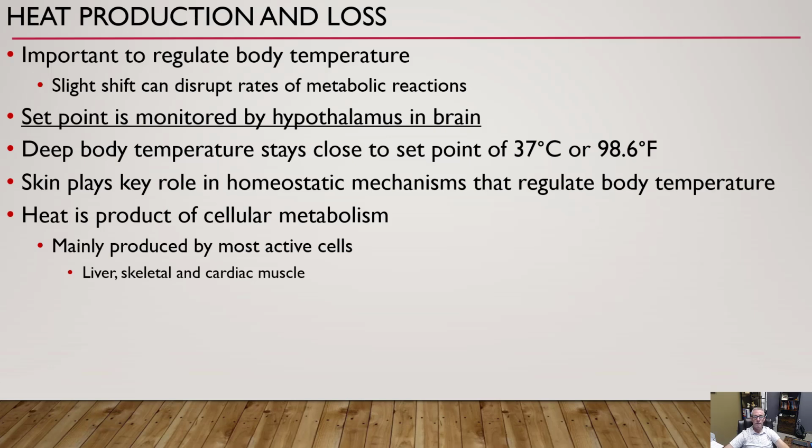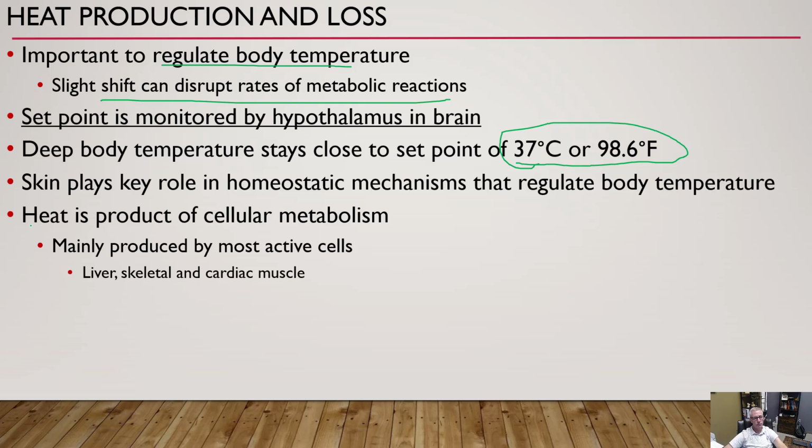It's obviously very important to regulate your body temperature. Even a slight shift can disrupt your metabolic functions. We talked about the negative feedback loops, and all of your negative feedback loops are monitored by the hypothalamus, which is in your brain. So we want to stay somewhere near 37 degrees centigrade, or 98.6 degrees Fahrenheit.